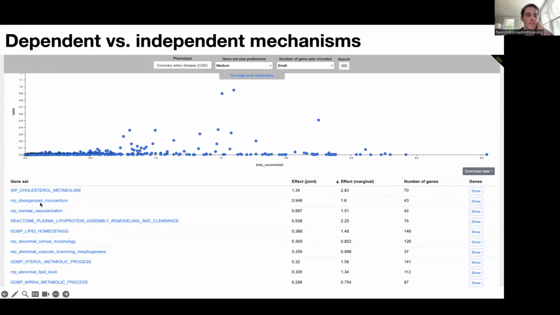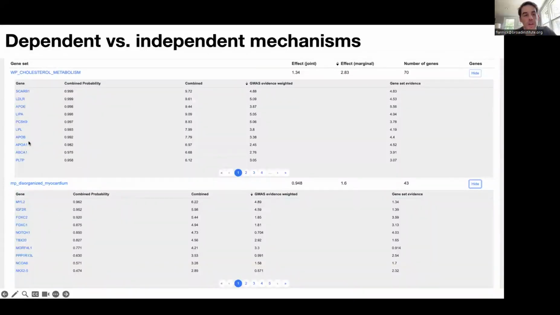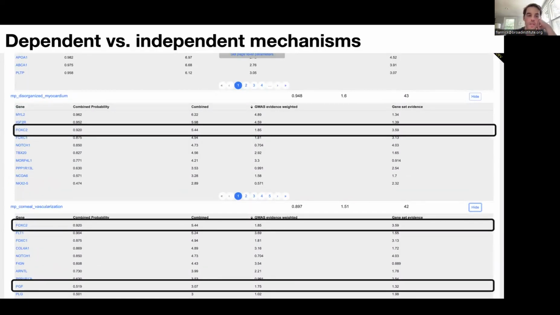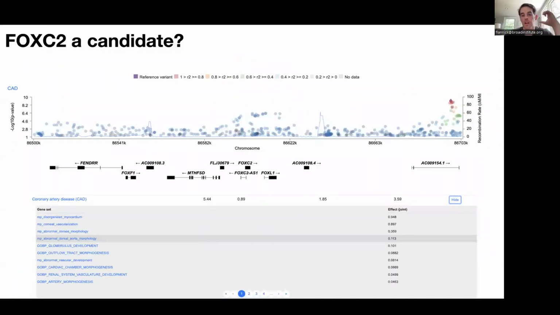I'm not a CAD researcher, but my understanding is there's great interest in parsing out lipid mechanisms from vascular mechanisms. And you can immediately do this by looking at the genes that are grouped under this cholesterol gene set compared to the genes that are grouped under this other mechanism. And they're very, very largely non-overlapping. And these genes could be immediate candidates. If you're browsing the portal, you can just select the gene set that's the mechanism you're interested in, and I'm just showing two here, FOXC2 and PGF, which are not on the effector gene list that we have for coronary artery disease.